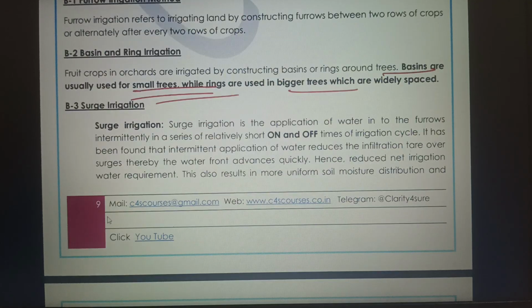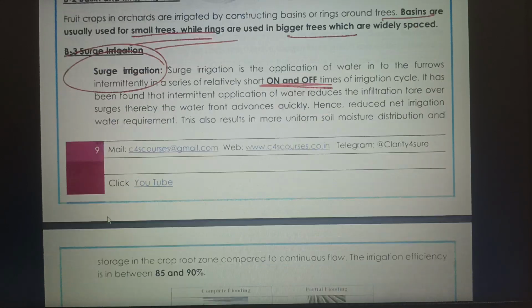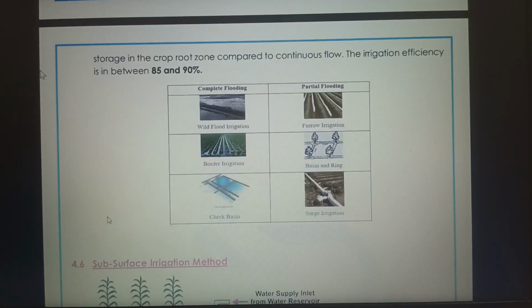Then there is surge irrigation. In this I told you, on and off irrigation. They have asked only one question from this: which irrigation is also called on-off irrigation? So surge irrigation is called on-off irrigation. Efficiency of surge irrigation is 85 to 90%.